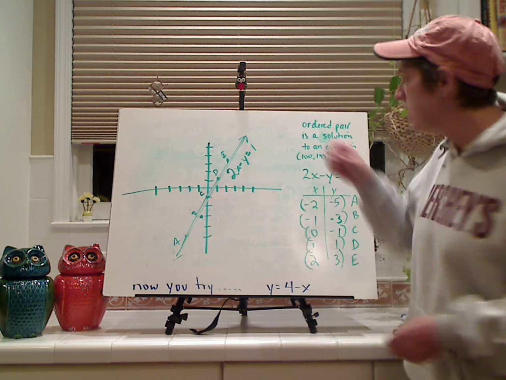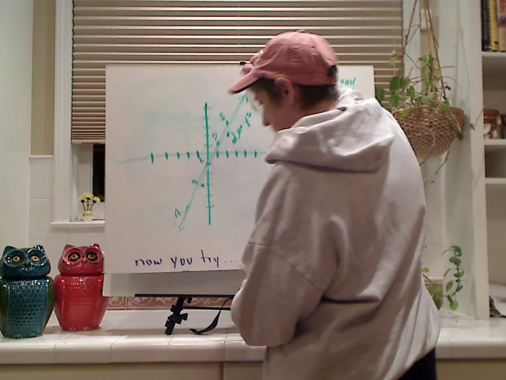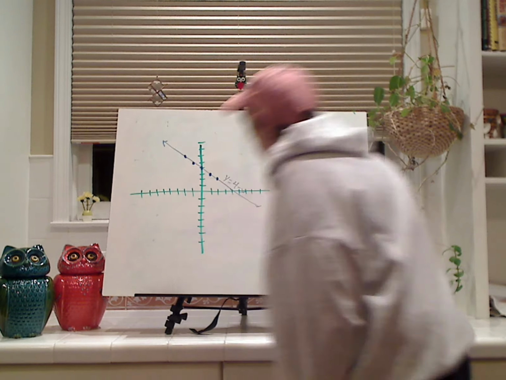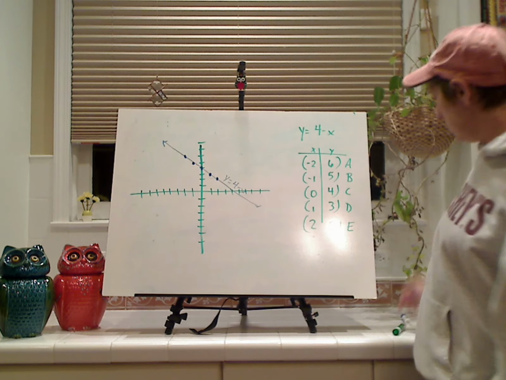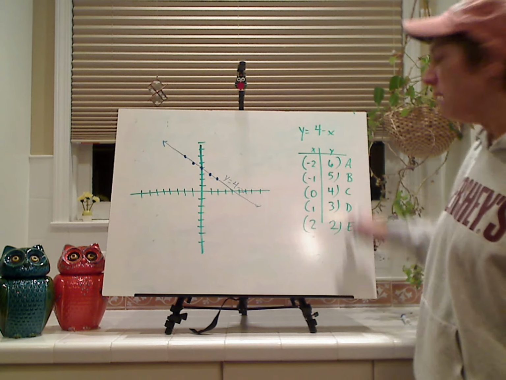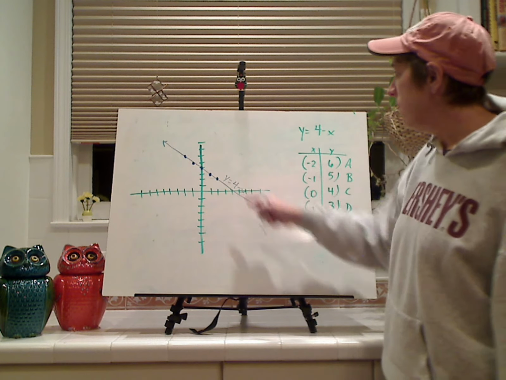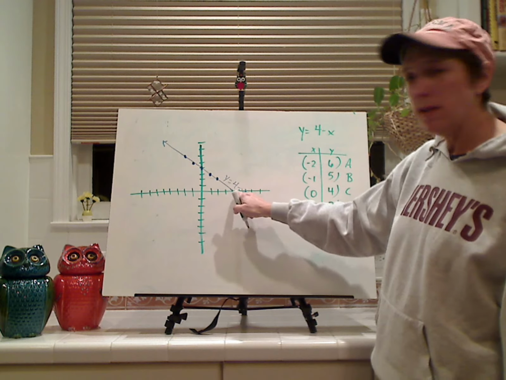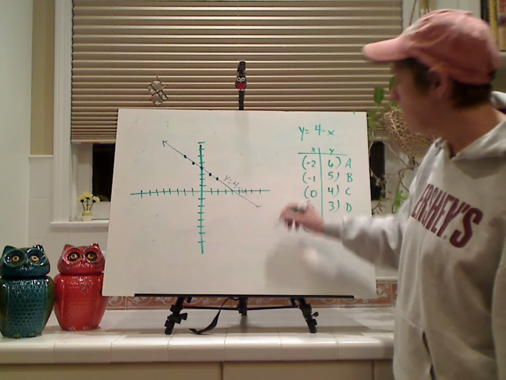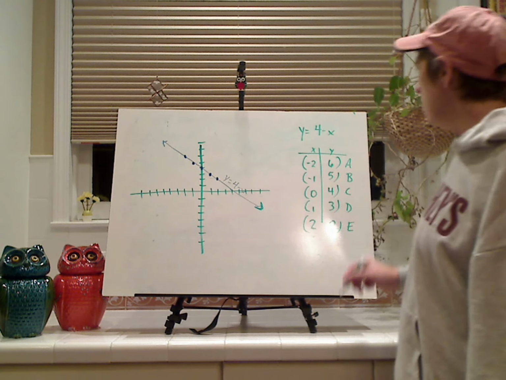Welcome back. Let's see how you did. Okay, notice the one thing I forgot to do is I forgot to label my what? My points with the letters. I did graph everything, and notice I put y equals 4 minus x. Did you do that? This represents the solution. That's an arrow. So let me plug in my points.